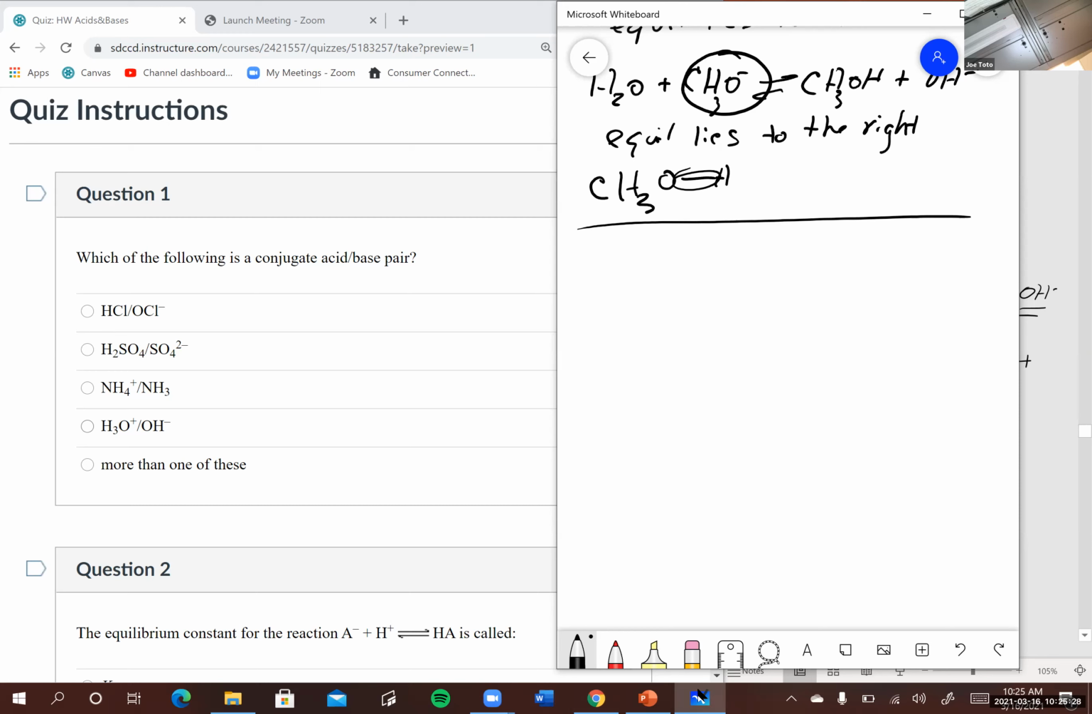H3O plus and OH minus, does that differ by 1 proton? Oh, I guess not. I just always considered them each other's opposites, but you've got to stick with the definition a little more exactly. Yeah, but I understand what you're saying. They're each other's opposites. Okay, thanks. Yeah, no problem.